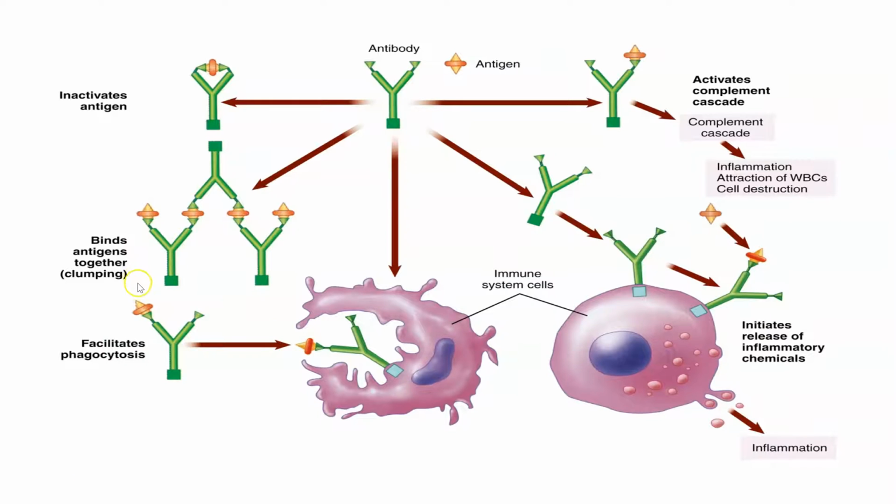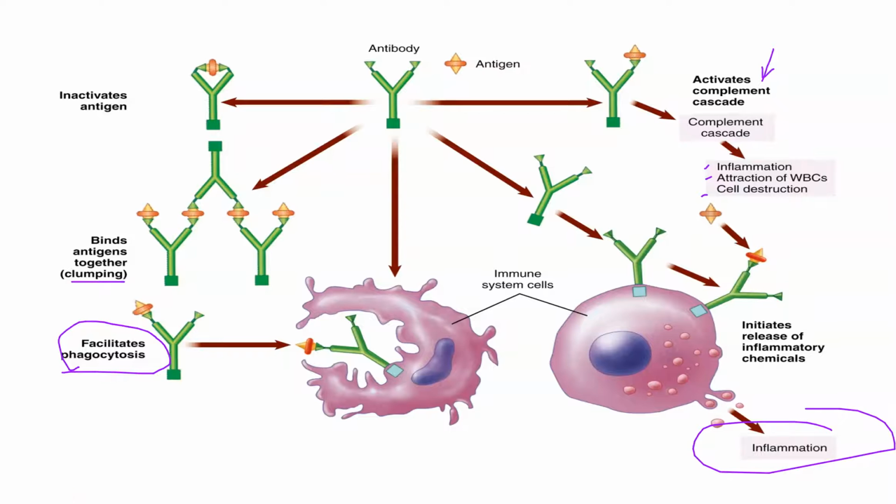Antibodies, when they are bound to a pathogen, or an antigen, I should say, can facilitate phagocytosis. So this helps a phagocyte immune system cell ingest it. They can clump together, thus inactivating it. They can activate the complement cascade, which causes those general non-specific things: inflammation, attraction of white blood cells, cell destruction. How do they do that? Well, they could bind to a specific antibody on a certain cell, like those mast cells, and increase inflammation.